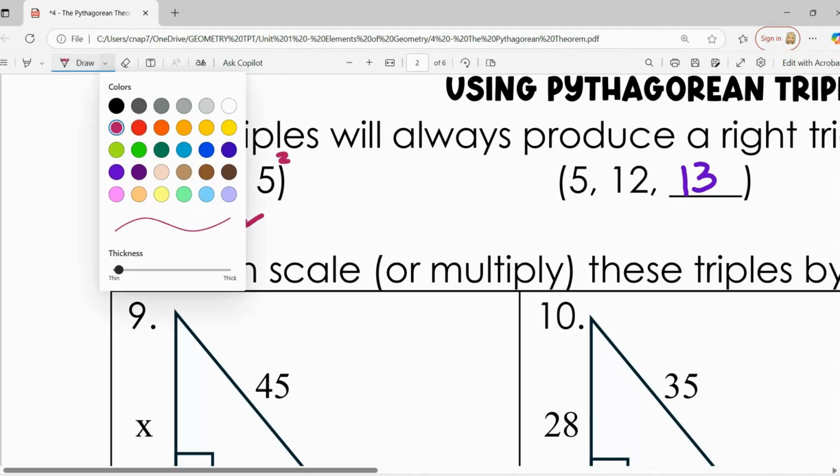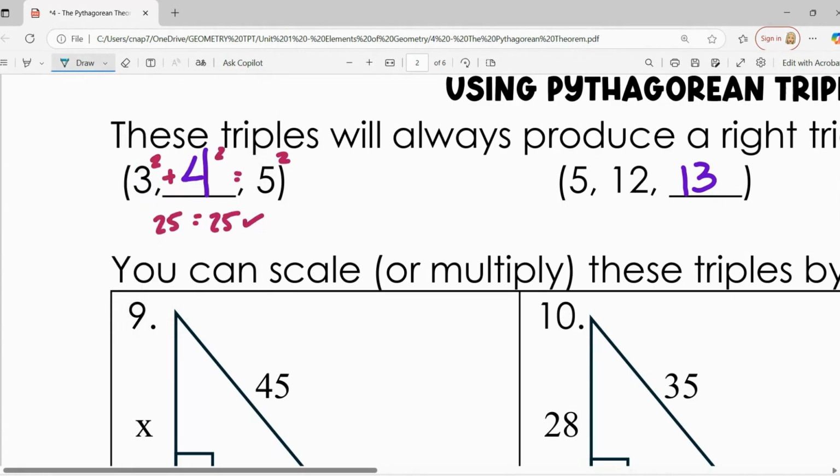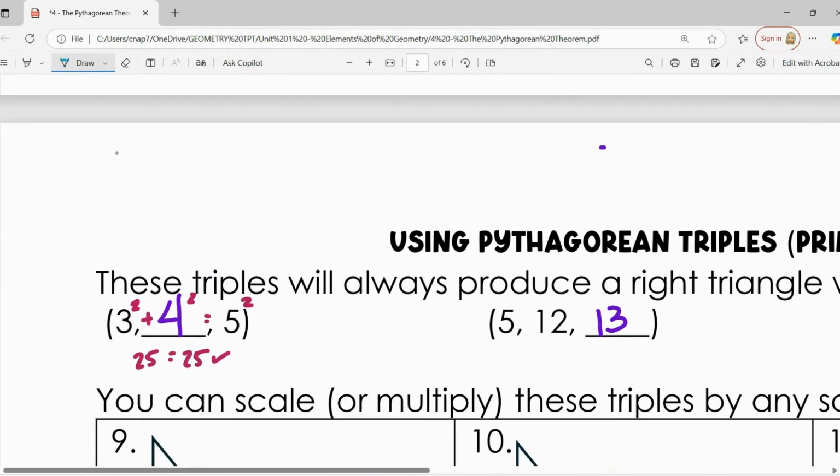He then realized that he could scale these triples. So let's say, for example, he took 3, 4, 5 and doubled all of the numbers. He scaled it by 2, and he made a 6, 8, 10 triangle. He realized that this theorem would still be true if he squared these numbers and added them together. 36 plus 64 is 100, which is 10 squared. He did the same thing if he tripled the numbers.